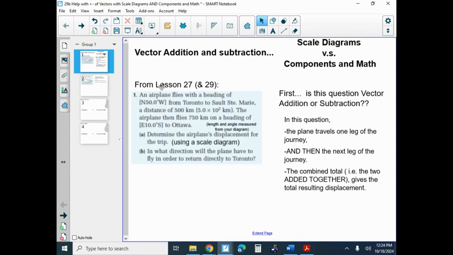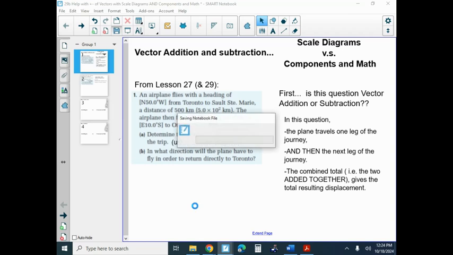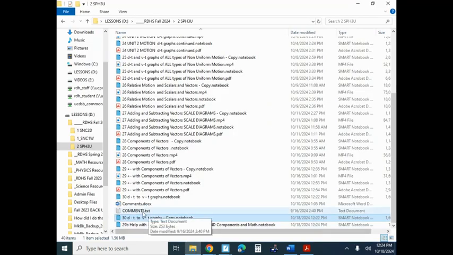So I'm going to take this question from lesson 27, and it's in 29 again, because 27 was about scale diagrams, and then 29 is about using components and calculating mathematically what the answer should be. So I'm going to do this question 4 different ways, actually. So first of all, I'm going to do it the way it's written, which will describe whether or not it is addition or subtraction.